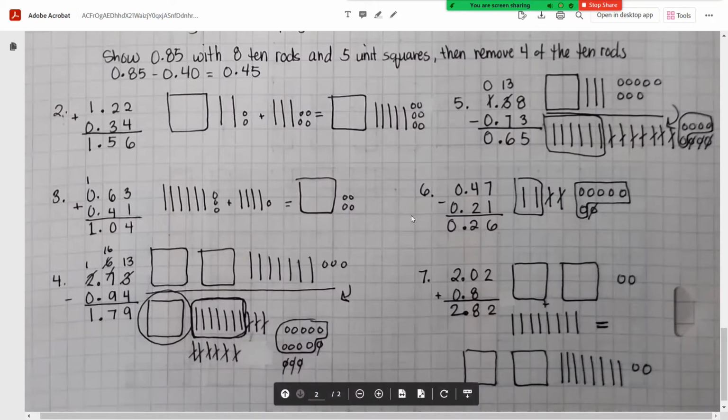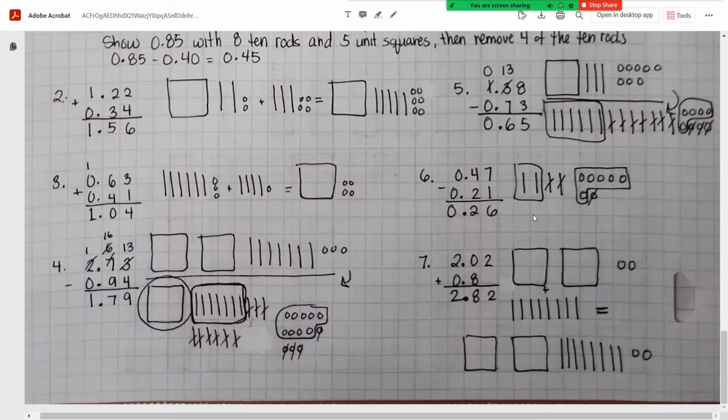For number 6, we have 47 hundredths minus 21 hundredths. Here we didn't have to do any regrouping because we had enough of all of the pieces. So I drew out my 47 hundredths, and then I just started crossing out what I was removing and boxed what I had left over. So it left me with 26 hundredths.